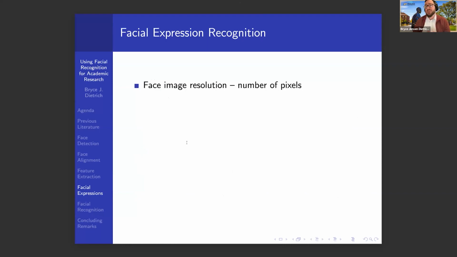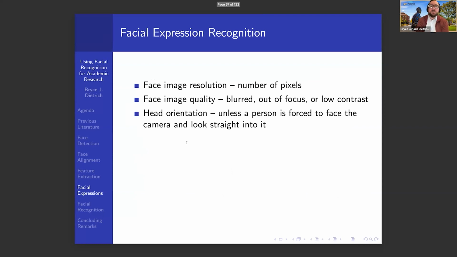So a lot of things can hinder facial expression recognition. So face image resolution. Do you have a high-res image or a low-res image? Higher resolution images are better, in terms of both facial expression recognition as well as facial recognition writ large. Face image quality. So is it blurred, out of focus, low or high contrast? These could all implicate the effectiveness of these algorithms.